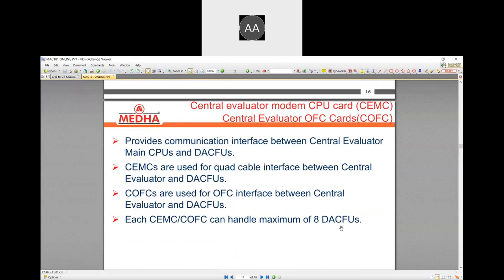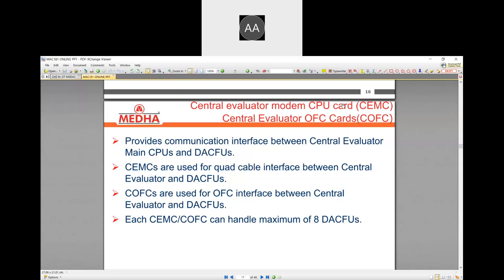Then discussing the type of communication, there are 2 types of methods that can be used, depending on the communication between the central evaluator and the field unit. So we need to communicate the field unit system with the relay room system. Basically 2 types are used. One of them is quad cable communication. The other option is optical fiber cable communication. So depending on the type of communication, 2 different cards will be used.